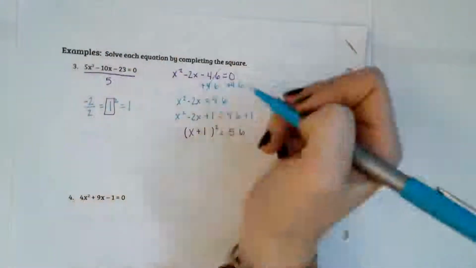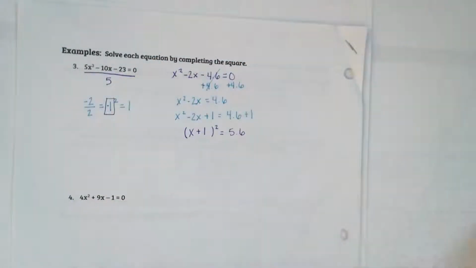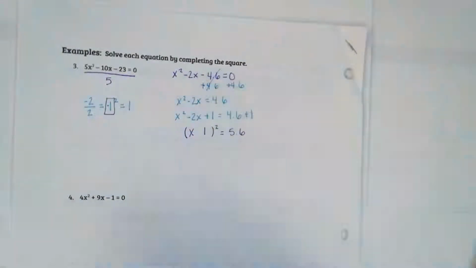Oh, sorry, this should have been a negative 2. That should be a negative 1. So this should actually be negative. Sorry.